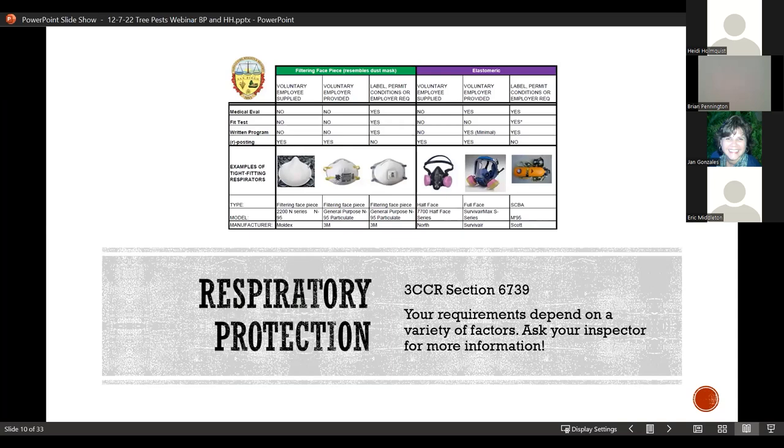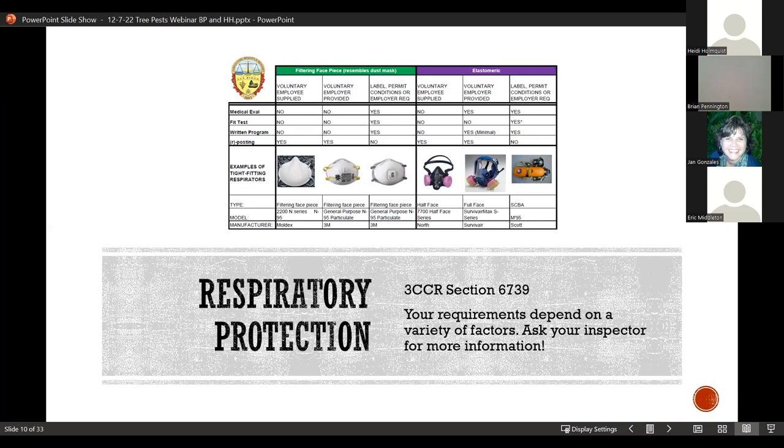Now, in addition to handler training, if you're going to use something that requires a respirator, you have to abide by respiratory protection requirements. These are a little more nuanced. Your requirements are going to depend on whether you use pesticides that require a respirator, what types of respirators you use, whether you allow respirators to be used voluntarily when they're not required by a label or a permit condition, and whether you provide voluntary use respirators to your employees. Depending on those factors, you may be required to do additional training, medical evaluations, fit testing, and hazard communication posting. This is the longest code section that we enforce. We highly recommend that you contact your county ag office if you're unsure about your specific requirements. But here's a short explanation of a likely scenario.